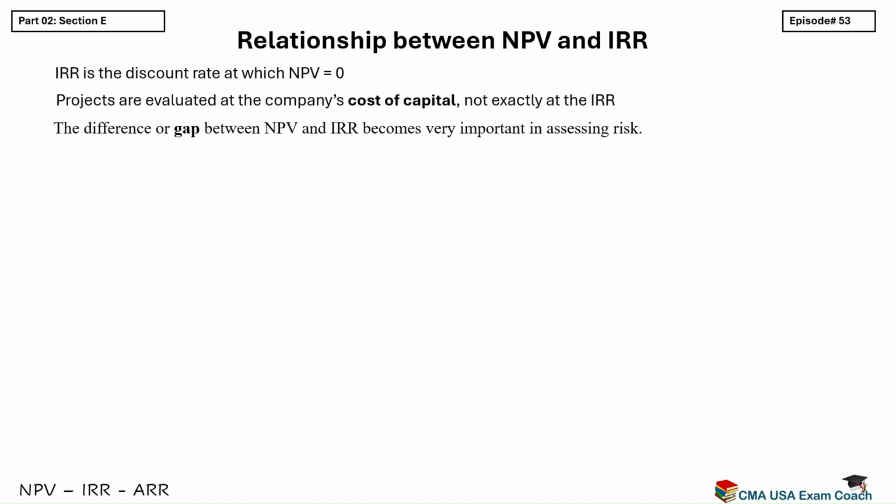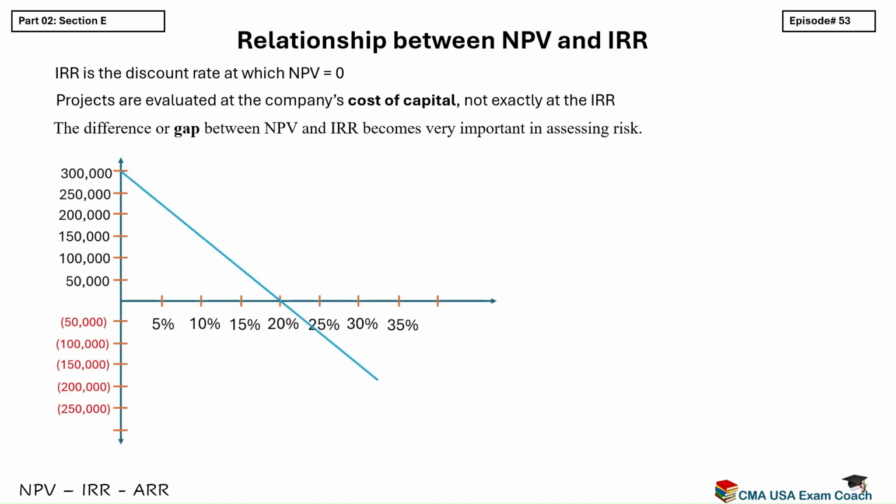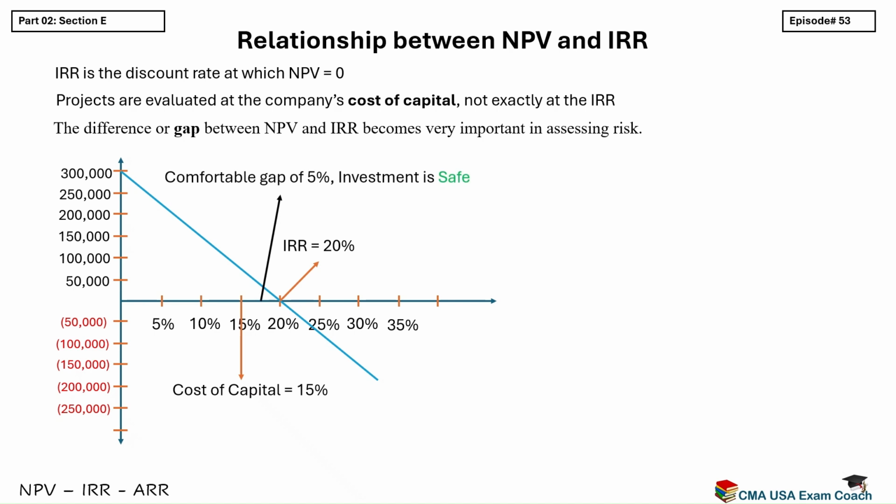When the difference between IRR and the company's discount rate is large, and NPV is still positive, the project is considered safe. This is because even if there are small fluctuations in cash flows or market conditions, the project still generates positive value. For example, if the company's cost of capital is 15% and the project's IRR is 20%, there is a comfortable gap of 5%. In this case, the investment has a safety margin, and the project is less likely to turn unprofitable.